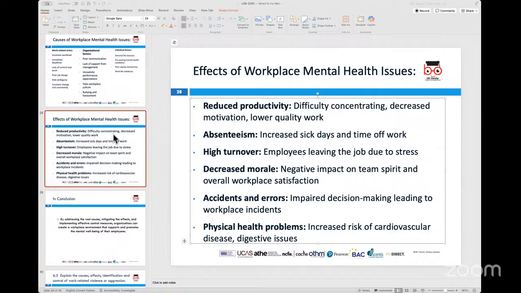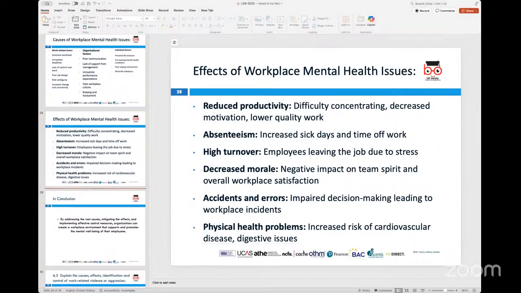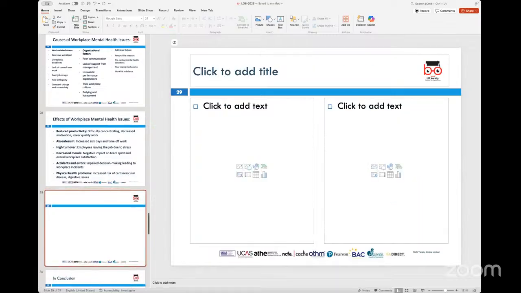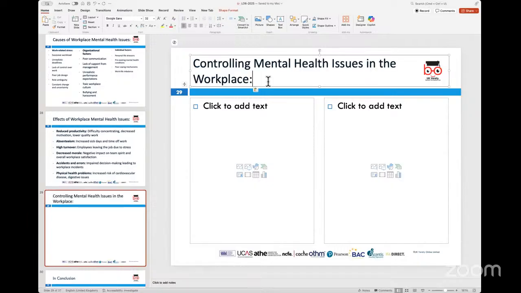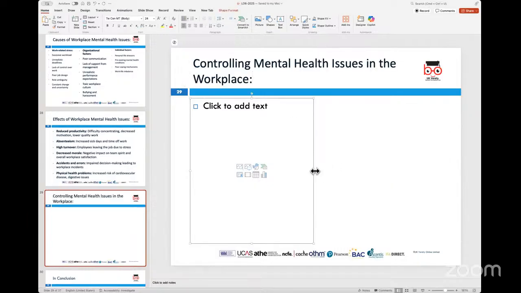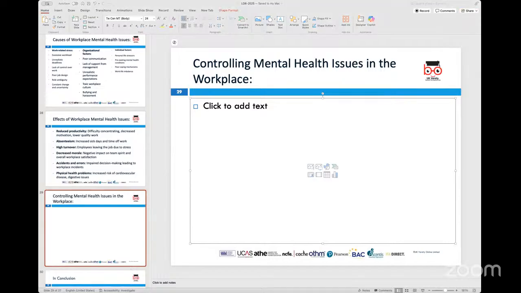Now, the other part talks about how we look at control. So the third slide that I'm going to put together here is to understand how we control these issues happening within the workplace. Now, this is an important part because we know what causes it, we know what effect it will have, and then what we also need to know is how we control these issues occurring within the organization.